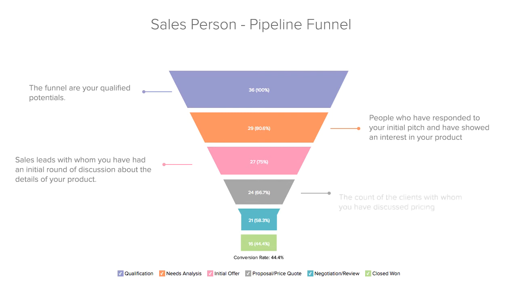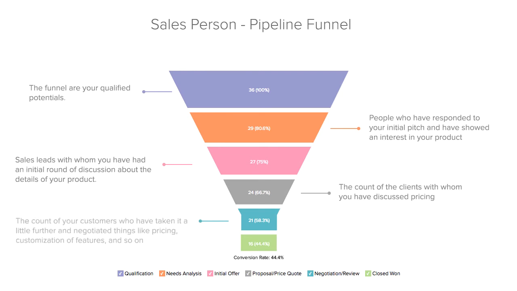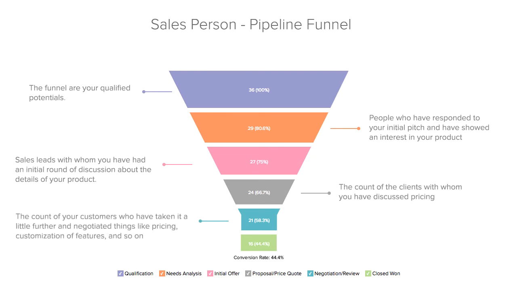The fourth stage, which is the proposal, contains the count of the clients with whom you've had discussed pricing. The negotiation stage contains the count of your customers who have taken it a little further and negotiated things like pricing, customization of features, and so on. The sixth stage, which is also the last stage, contains your final converted or won potential.